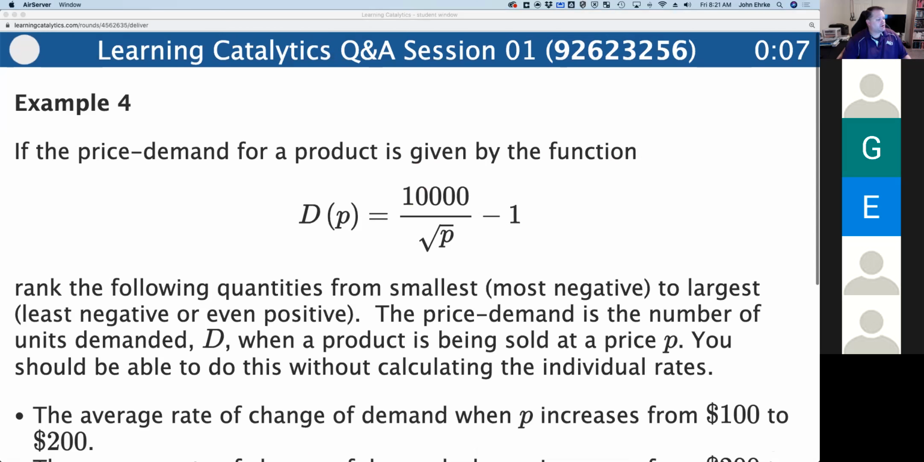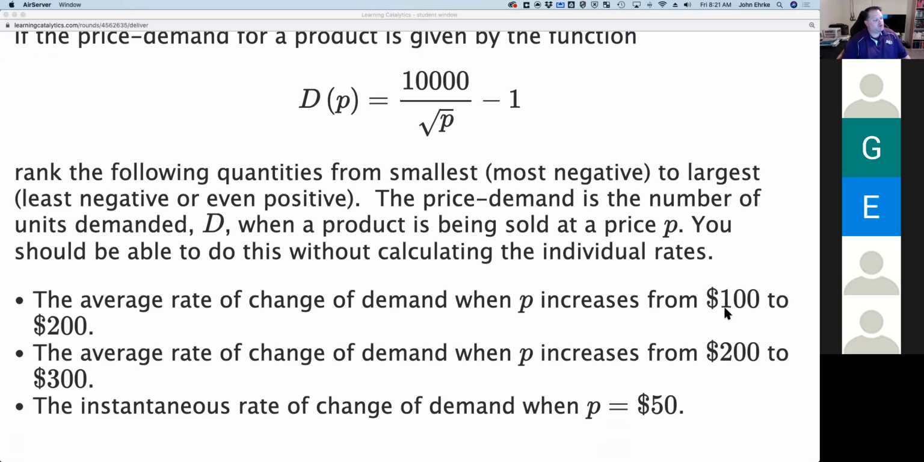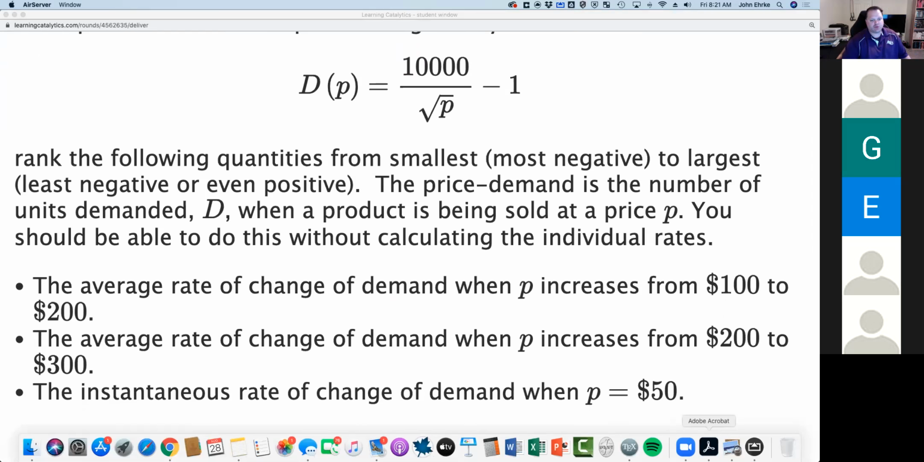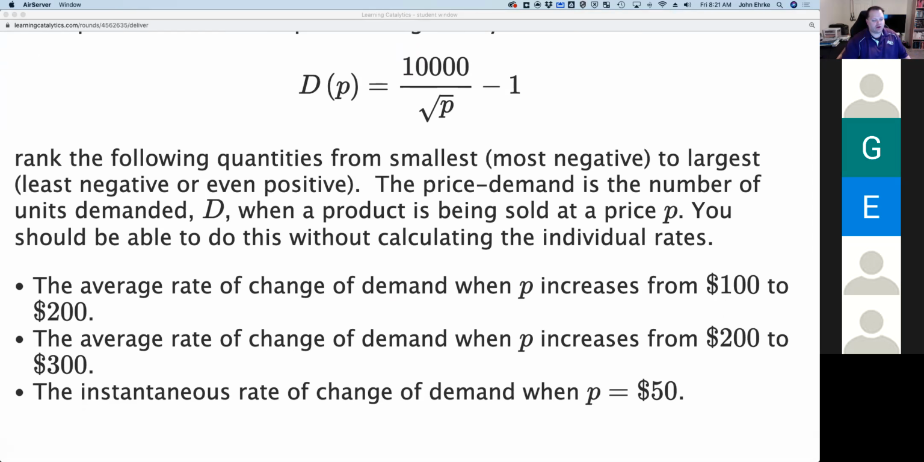All right, so I'll give you about 3 or 4 minutes here. What I'll tell you is, for this problem, you shouldn't have to calculate each one of these things. If you're doing that, then you're taking too long. What you should do here is look at this problem graphically and then make up your mind.